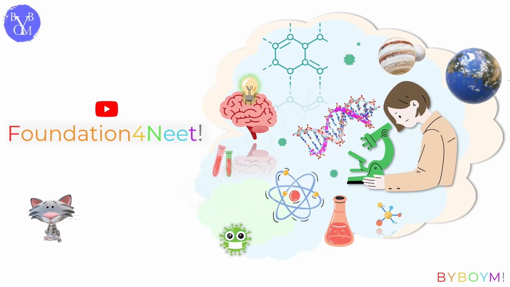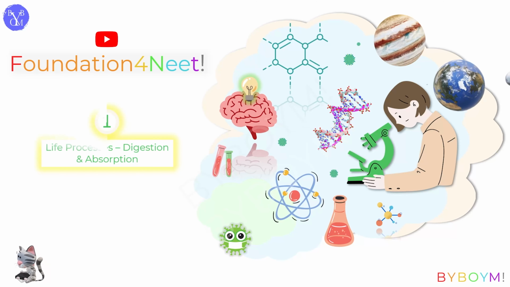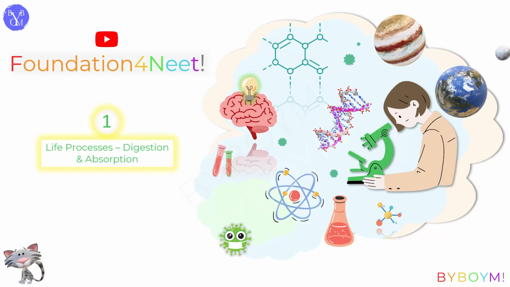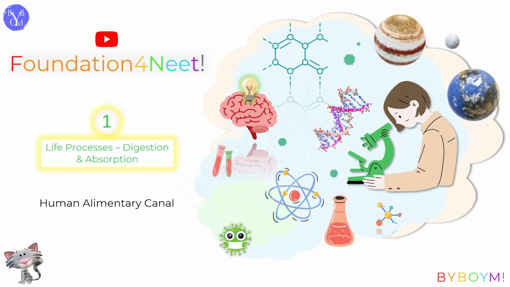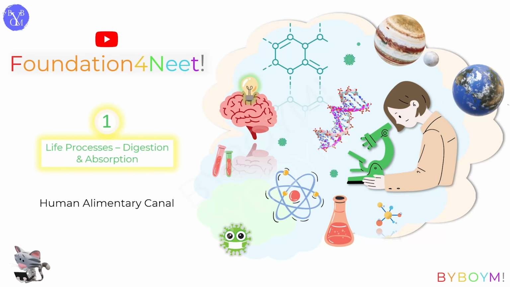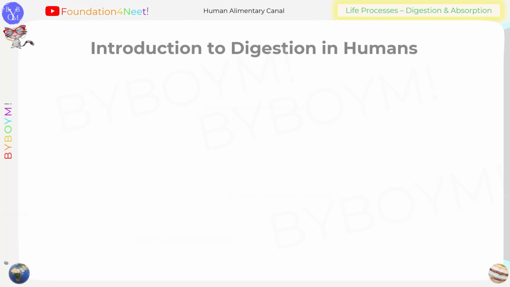We have already started the first chapter for biology in our course, that is life processes, digestion and absorption. Today we are going to begin with the ninth topic, the human alimentary canal. The human alimentary canal is part of the human digestive system.